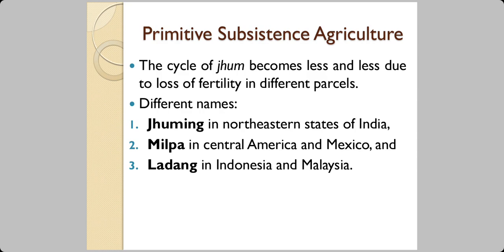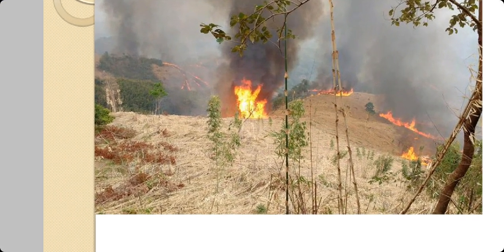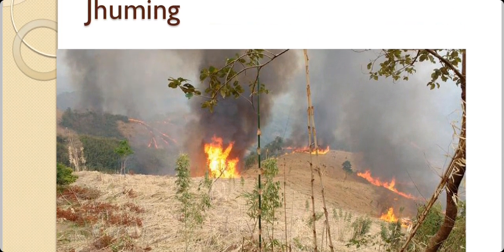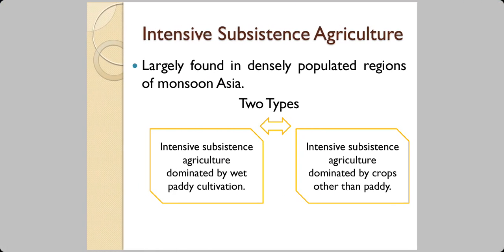In India, in the northeastern states, such agriculture is known as jhoom or jhooming. This is what is done. This is jhooming for you. They burn portions of land and later on they will be planting crops there.